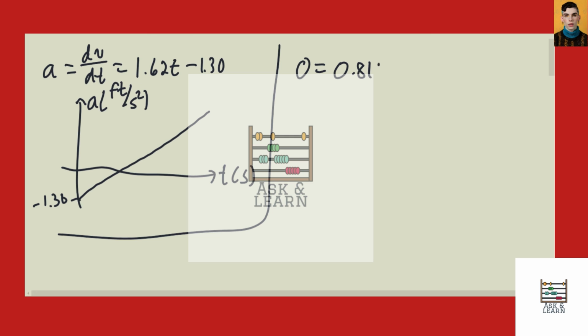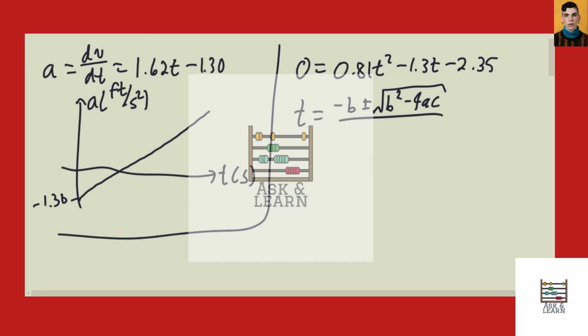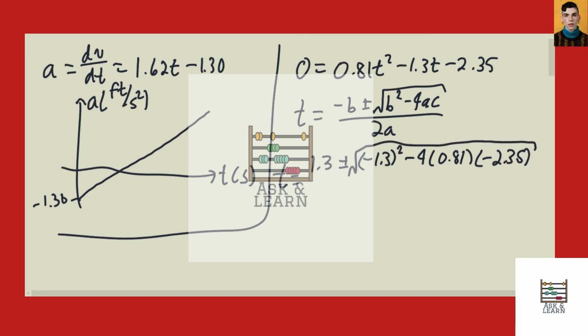So we'll have 0.81 t squared minus 1.3 t minus 2.35. And remember, the quadratic formula is minus b plus or minus the square root of b squared minus 4ac, all over 2a. So we'll have positive 1.3 plus or minus the square root of 1.3 squared minus 4 times 0.81 times minus 2.35, and then we'll have 2 times 0.81 on the bottom.